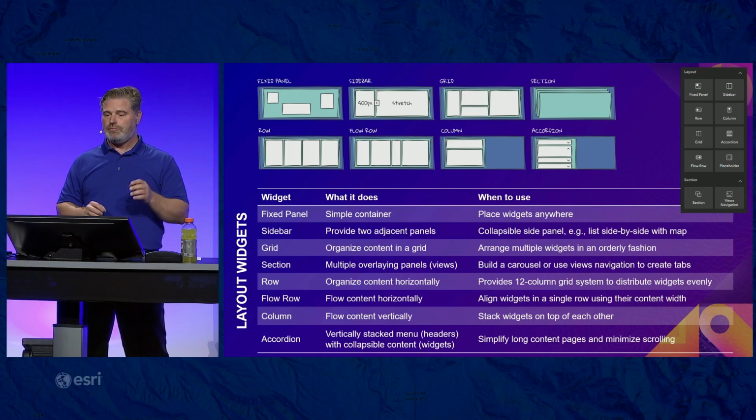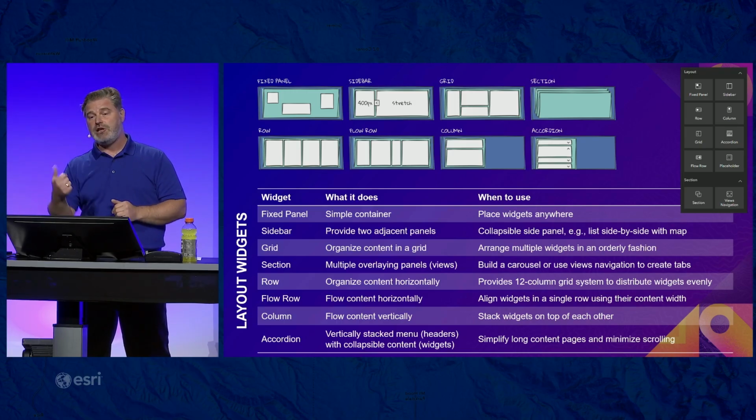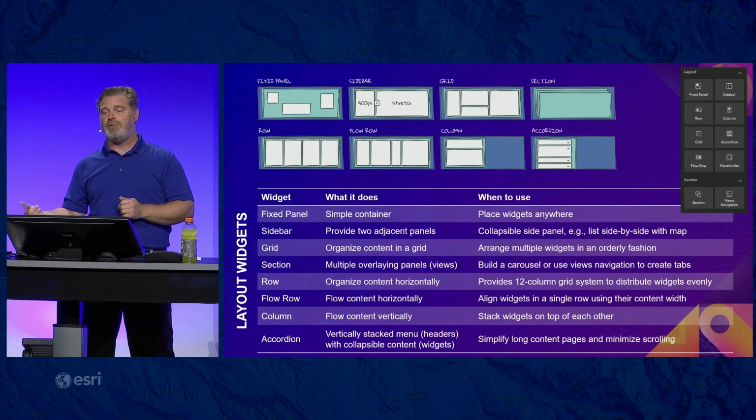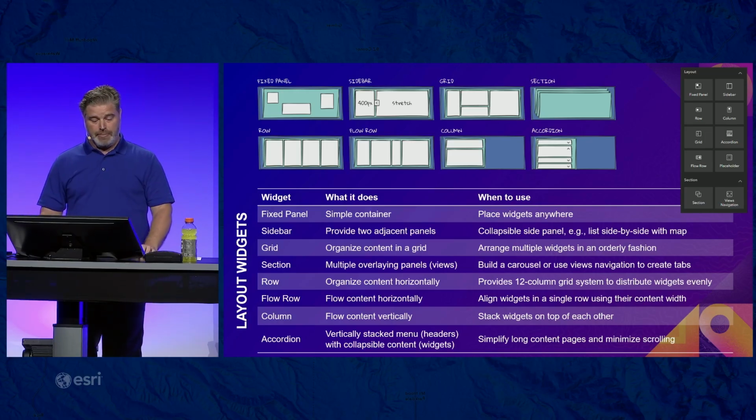Fixed panel is great. It's a simple container where you can place widgets anywhere. By the way, a map is a fixed panel. Sidebar looks very useful for our use case. Okay, let's keep that in mind. It's where you have two panels next to each other, and the panels can be collapsible. You can actually remove this collapsible. I bet somebody will come back later and say, hey, can you make this collapsible? Then you're the hero. Grid, I don't really use grid too much.